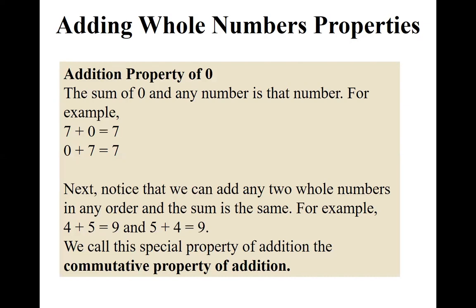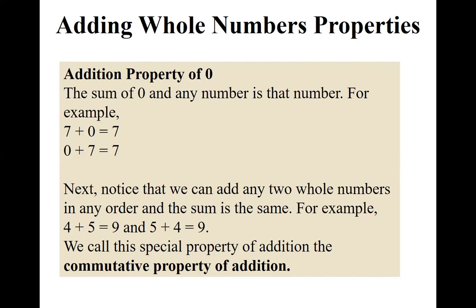There are some numbers with special properties when we talk about addition. The sum of 0 and any number is that number. For example, 7 plus 0 is 7, or 0 plus 7 is 7. It doesn't matter if we're adding the 0 second or if we're adding the 0 first. Anything plus 0 is itself.